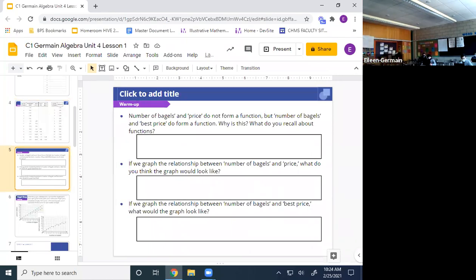The number of bagels and price did not form a function, but the number of bagels and the best price forms a function. Why is that? Gabe already said it. Kyle? Good, so if you just say price, you're going to have multiple outputs. If you say more specifically best price, there's only one best price. Very good. There's only one best price.